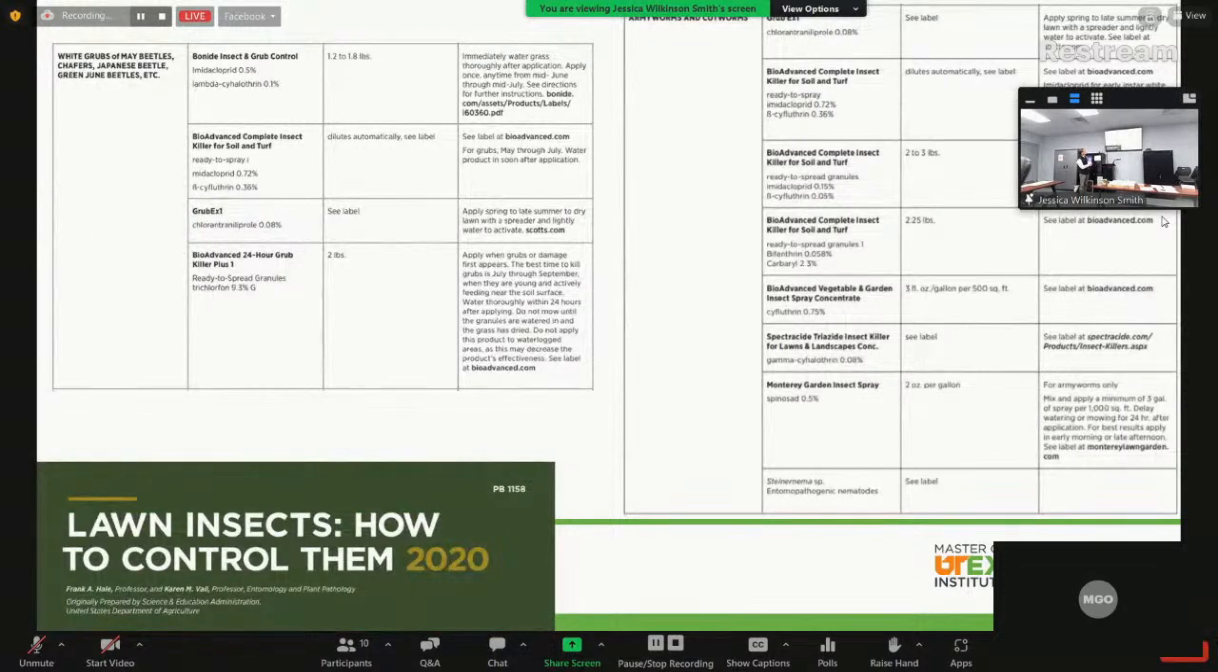And so maybe we've got some organic options like Grub X here on how to control some of these grubs too. So those of you that are interested in turf, feel free to ask some questions on it as well. I'm trying to touch on garden, turf, ornamentals, everything here.